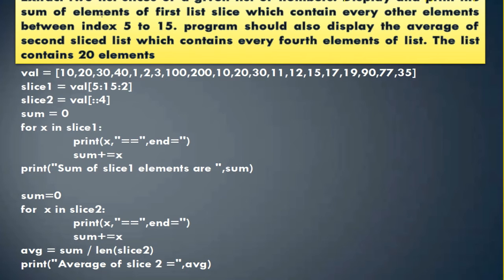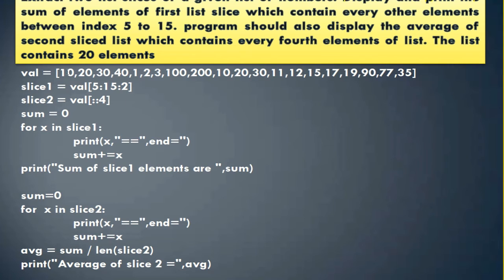Now see, extract two list slices of a given list of numbers, display and print them such that the sum of elements of the first list slice contains every other element between index 5 to 15. The program should also display the average of the second slice list, which contains every fourth element of the list. The list contains 20 elements. See here the 20 elements are mentioned, like slice 1 equals val 5 to 15, means from 5 to 15 you will display, but you will display in steps. Here the step is also mentioned, like 2.